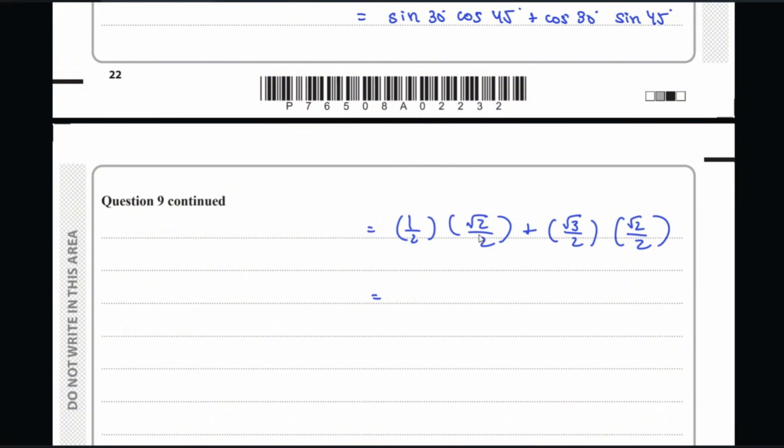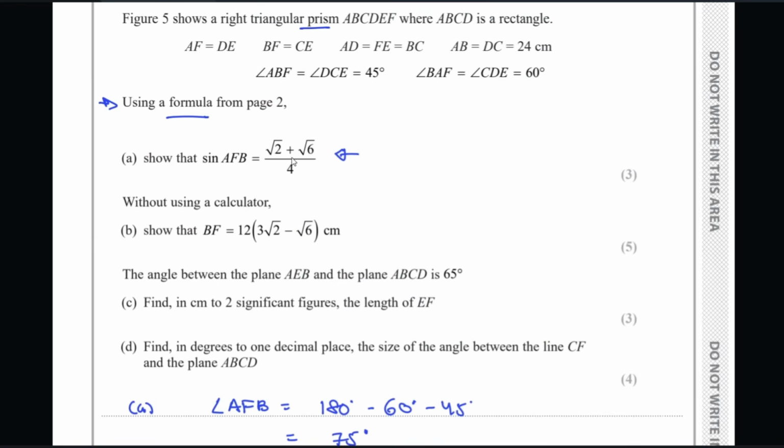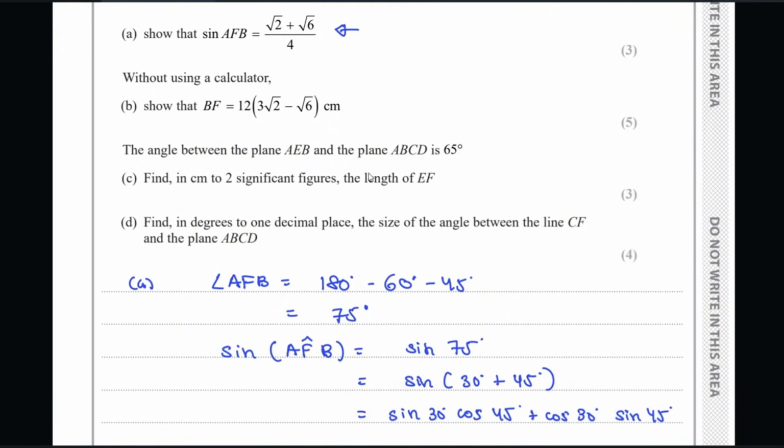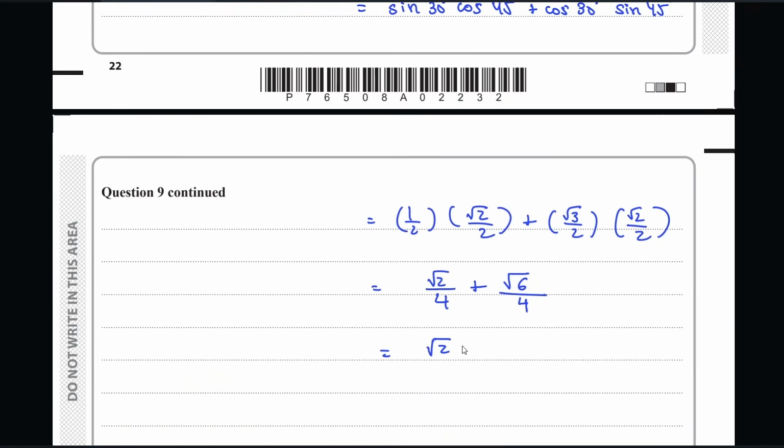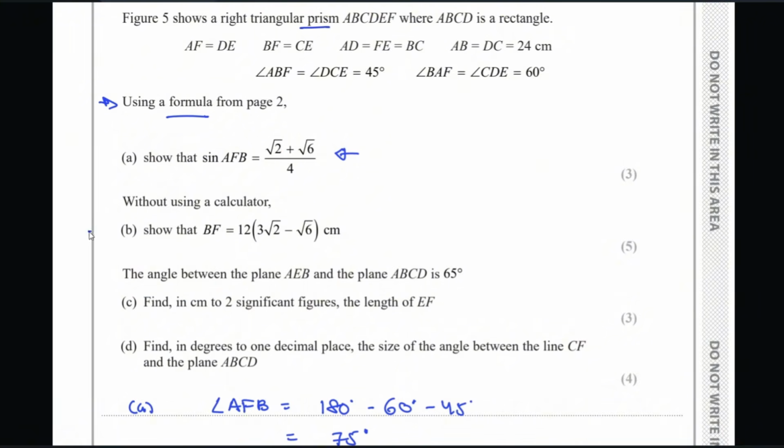So half times this root 2 over 2 would be root 2 over 4. And the second term would be root 3 times root 2 is root 6. If we apply the third rules, divided by 2 times 2 is 4. That means we have found the value that they want, root 2 plus root 6 divided by 4. So that is root 2 plus root 6, everything divided by 4. That is question A. Now next, without using a calculator, show that BF is equal to this.